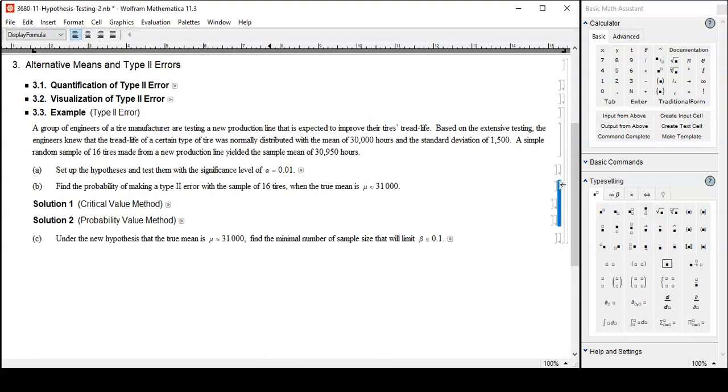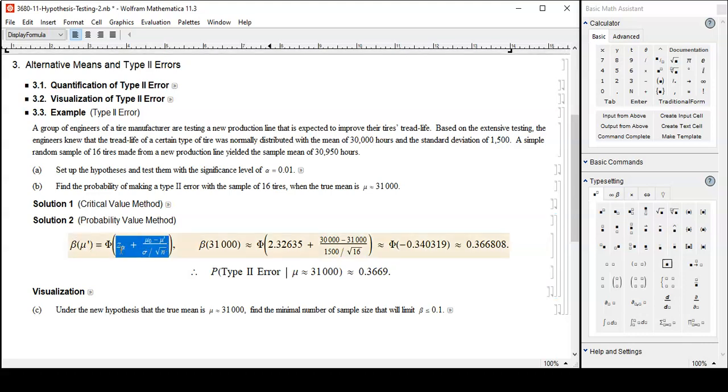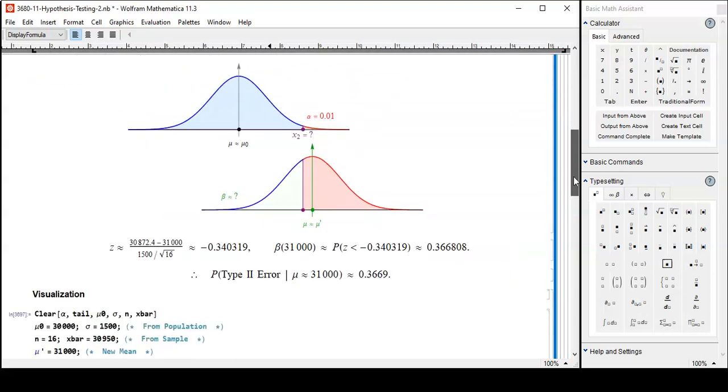So in this problem, you can use the probability value approach. Beta of mu prime is just the normal CDF of this. And z alpha, the z-score associated with that 1%, 99%, 1% to the right, is 2.33. And this part, you have to actually calculate the z-score computation. Add them up, you end up with negative 0.34 something, same as before, and of course, you get the same probability as before. You see? Same answer as before.